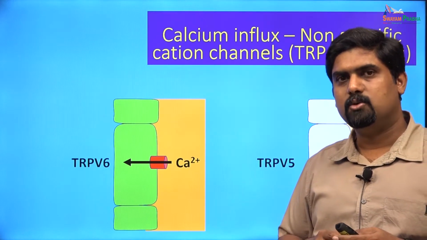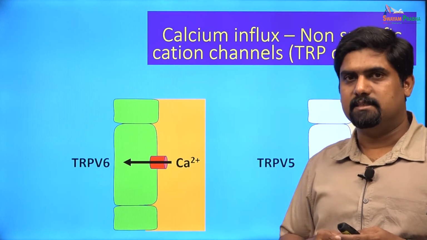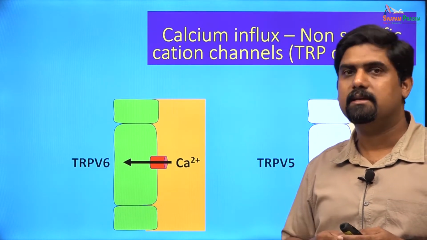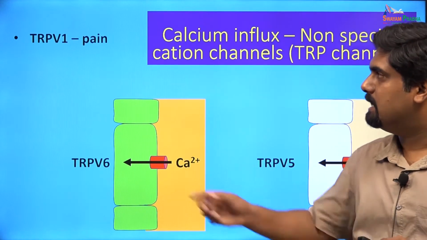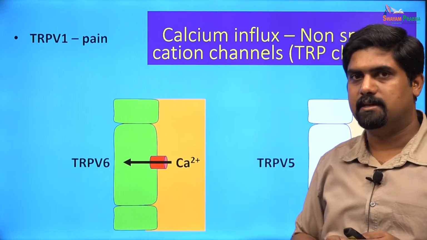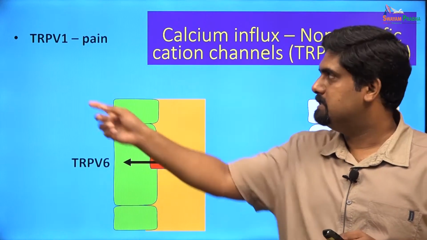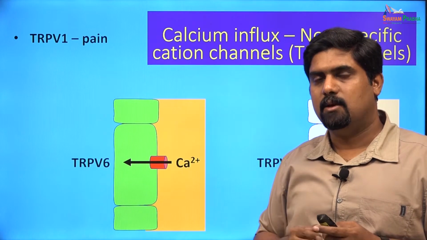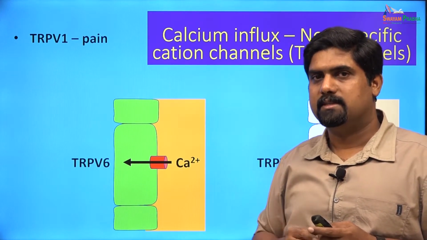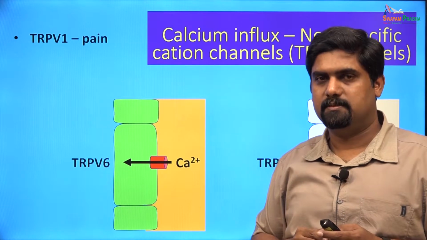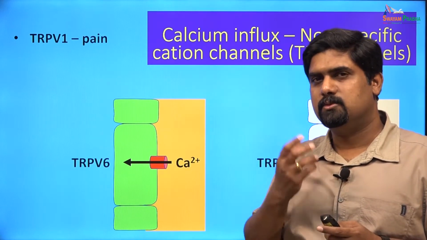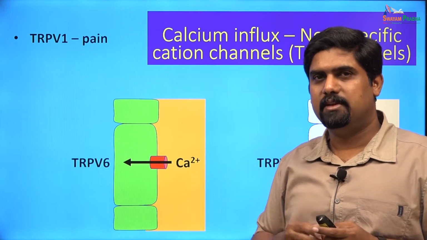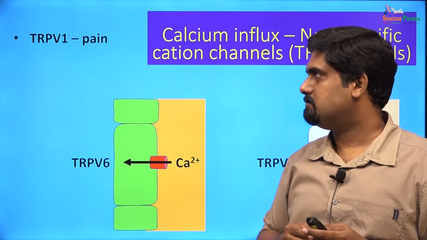Now, TRP channels are also implicated in various sensations. They are present in the sensory neurons and mediate various sensations like pain and temperature. So, the TRPV1 channel is responsible for the transmission of pain. This V stands for vanilloid, and these channels are opened by something known as capsaicin, which is present in chili peppers. So, that is what gives you that heat or the spicy feeling when you take chili or pepper.